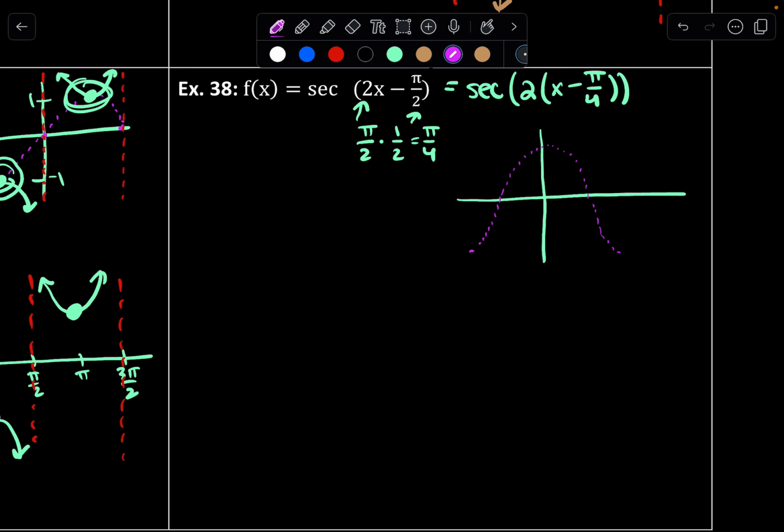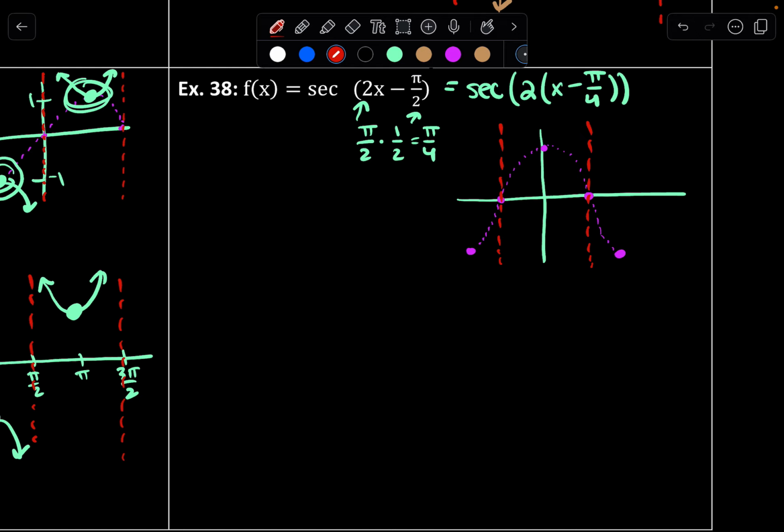So these are my 5 key points for cosine. It was the minimum, x-intercept, maximum, x-intercept, minimum. Okay. Wherever cosine crosses the x-axis, secant will have a vertical asymptote, for the same reason that cosecant has vertical asymptotes where sine crosses the x-axis.